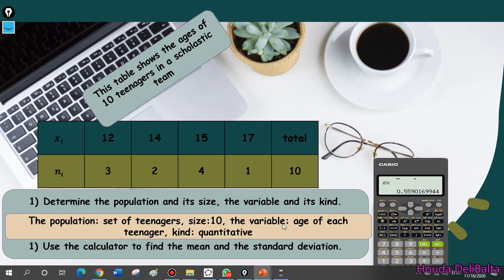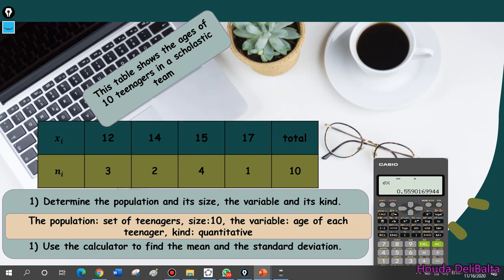Now the variable, what's the variable under study? It is in this row. The age of each teenager is the variable. The values of this variable, or the modalities of this variable, are 12, 14, 15, and 17. So these are what we call the values or the modalities. While the variable is the age of each student, and its kind is, of course, quantitative, because it's concerning numbers.